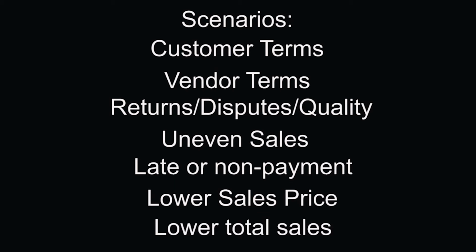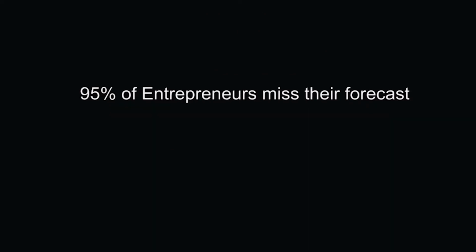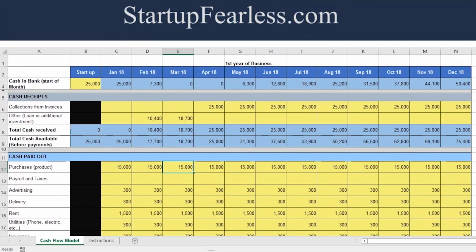Then the other one that you have to really look at is you have all your costs set up monthly and you know what's going to cost. What if you don't hit your sales forecast? Remember, 95% of entrepreneurs don't hit their sales forecast. Set your business up, run it through all the different scenarios so that you're prepared for anything that might happen. Once you go through all the scenarios, you will have a better understanding of how cash flow is impacted.